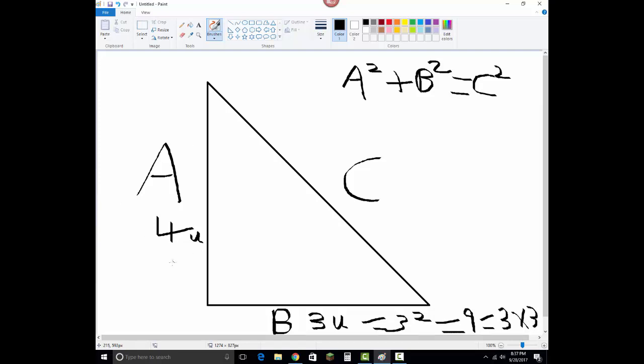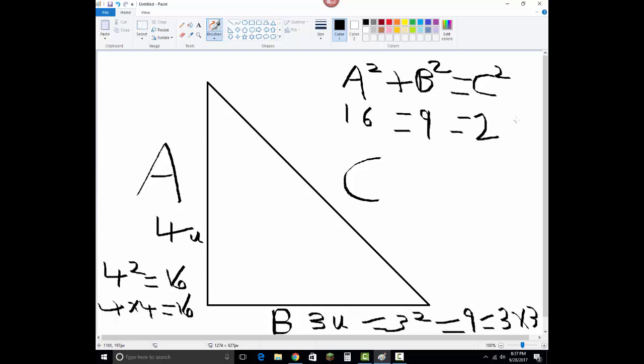And we'll do the same thing over here using 4. So we'll go 4 squared equals 16, or known as 4 times 4 equals 16. So now we have up here A being 16 and B being 9. So we should now know that 16 plus 9 equals 25. So C squared is 25 units.